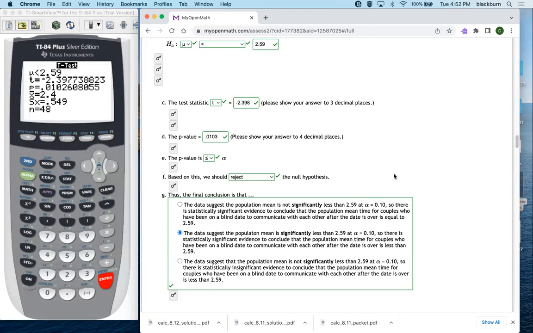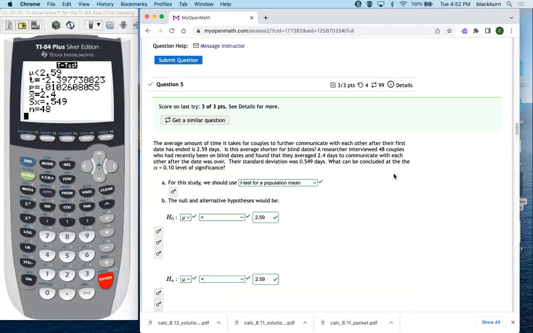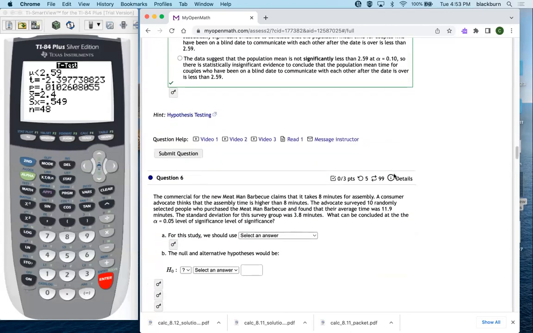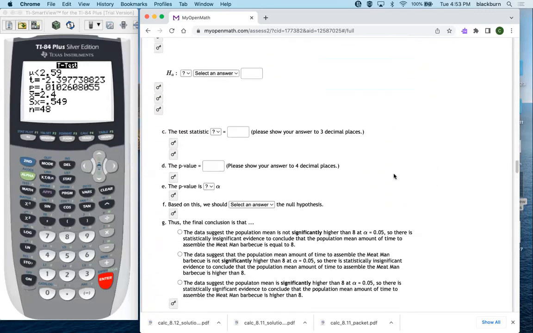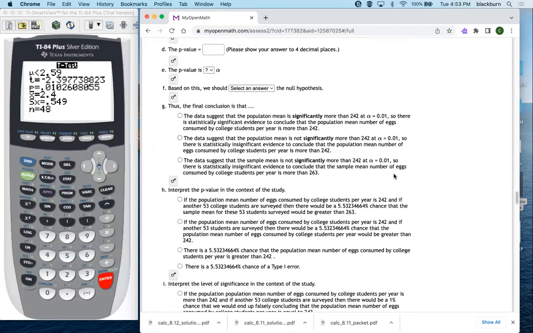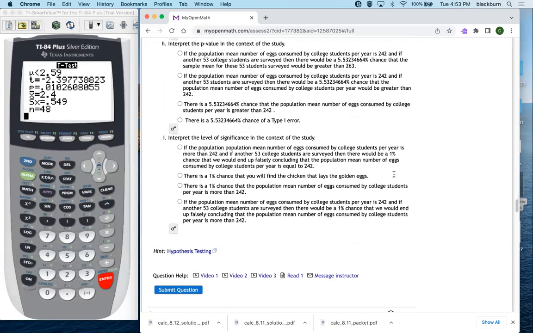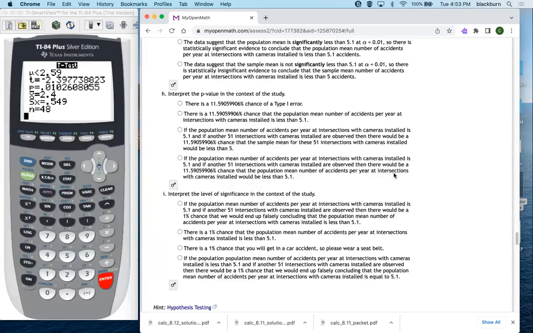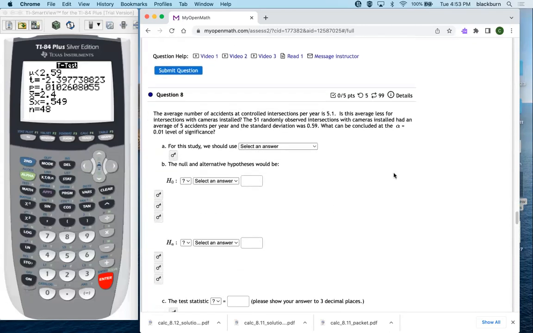Okay, let's see a couple more then in this one. That was number 5. Yeah, I was going to check out number 8. So 6 and 7 work the same exact way. You just go through all the steps. 7 and 8 ask a couple of additional questions at the bottom about the p-value and the level of significance.